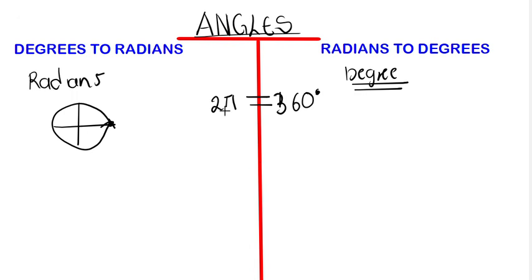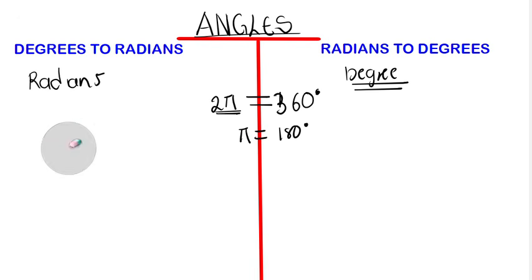Or in radians, it is 2 pi. This is just the ratio of the two. So you can say 2 pi is equal to 360, or pi is equal to 180. This tells us that whenever you have a pi, it is the same as 180 degrees.